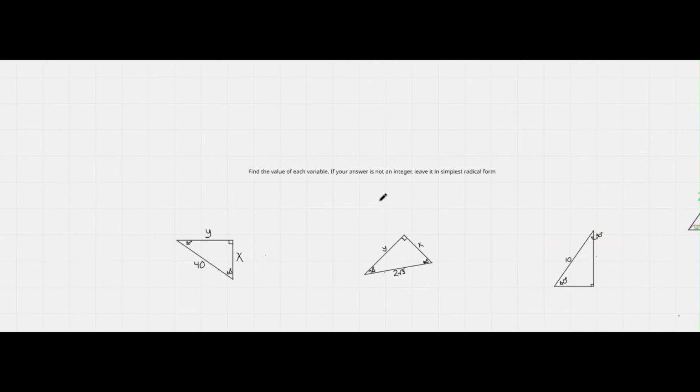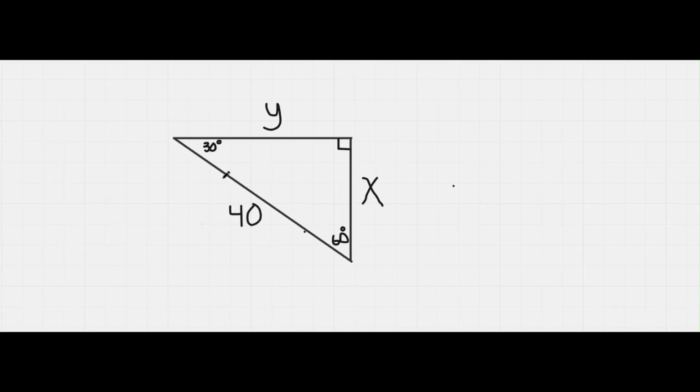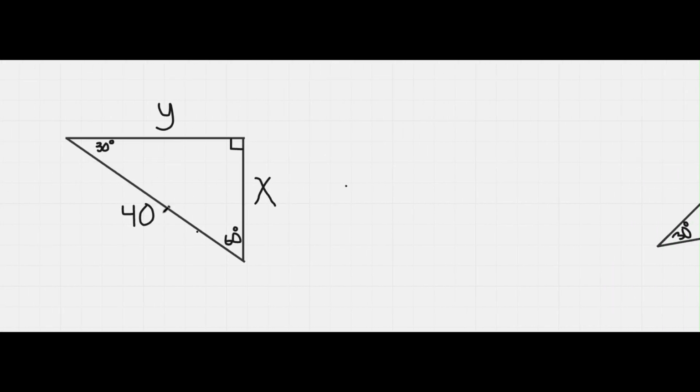So here we have a 30, 60, 90 degree triangle. The hypotenuse is 40. So we know that x is going to equal 40 divided by 2, which is equal to 20. So we know that this side equals 20.